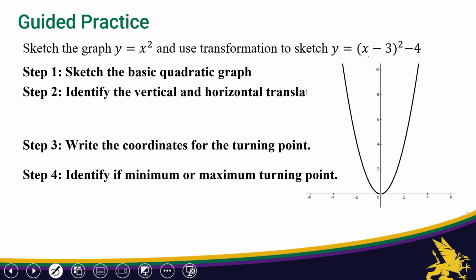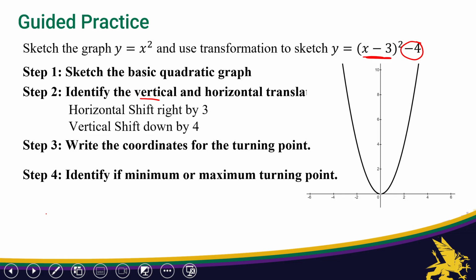So the horizontal shift is looking at this part right here, and that tells me x minus 3. How do I make that 0? I make that 0 by x being 3. The vertical is the number on the outside, which is -4, so it's shifting down by 4. So we've got horizontal shift right by 3, vertical shift down by 4.